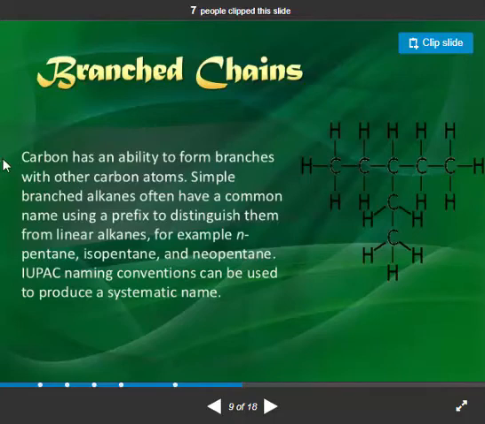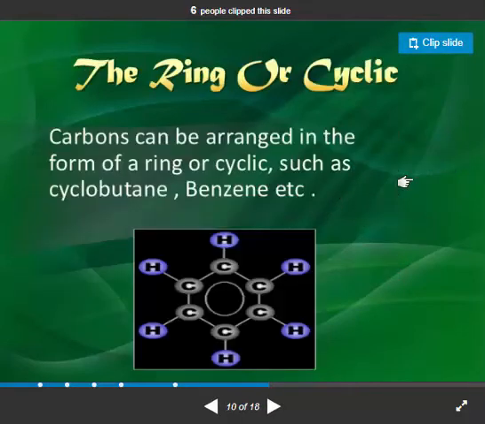Okay, so carbon has an ability to form branches with other carbon atoms. Simple branched alkanes often have a common name using a prefix to distinguish them. All of the alkanes, as you notice, end with "ane" at the end. Okay, the carbon atoms can be arranged in rings. They can be arranged in a straight line or a ring structure. They also can be branched.